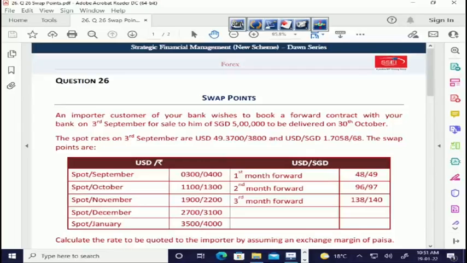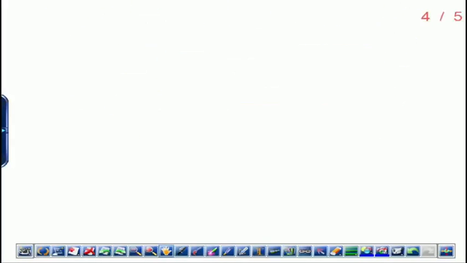Now, if you look at the columns, the swap points are given for USD rupee and USD SGD. That means the first rate which was given over there, 49.37, 49.38, that was USD rupee. The second rate is also SGD per USD. So you should consider the first rate to be rupee per USD and the second rate to be SGD per USD. Are you getting my point? First thing is that there's a googly in the sum.